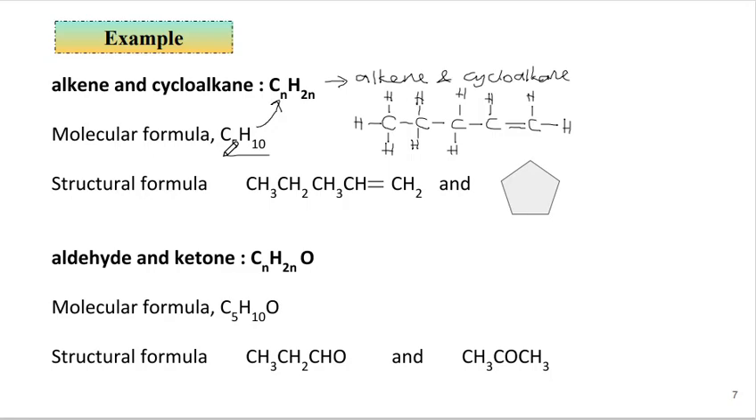Functional group isomer cycloalkene. So cycloalkene dengan 5 carbon. So 1, 2, shape dia lebih kurang macam pentagon, 3, 4, 5. And then kita penuhkan dengan hydrogen untuk setiap carbon tu. So if you see each carbon tu dia dah form 2 bonds with their neighboring carbon, so kita boleh isi another 2 hydrogen for each carbon.